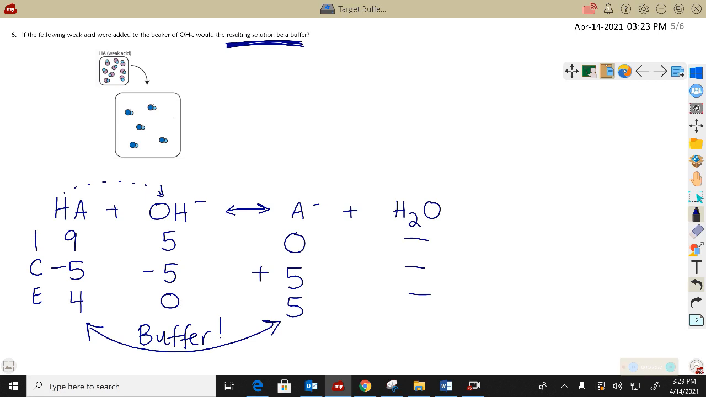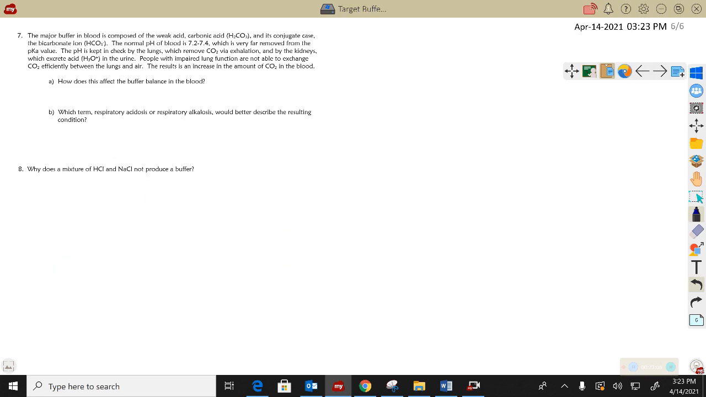So these buffer ice tables are fantastic. Often we might have molarities, but we could do the exact same thing if we were given molarities. Oh, I love them. All right, so then we're almost to the end. Number 7 talks about a buffer in your blood that's composed of the weak acid, carbonic acid, and its conjugate base, the bicarbonate ion. Normal blood pH is slightly basic, just a little bit over 7, which is far removed from the pKa value, which is fine. It just means that we can tweak the ratio of acid and conjugate base to result in a pH of whatever we want. In this case, we're just a little bit basic.